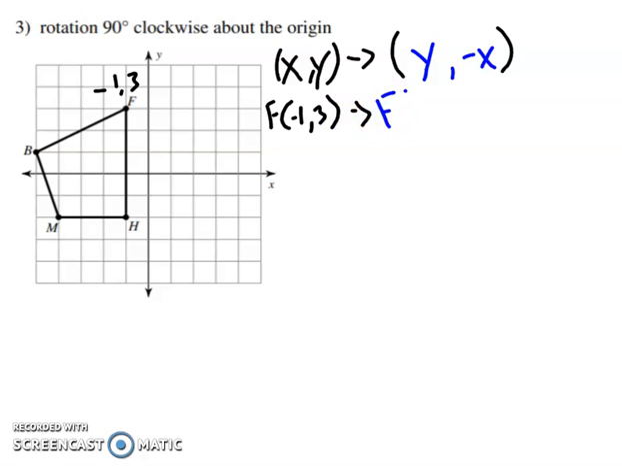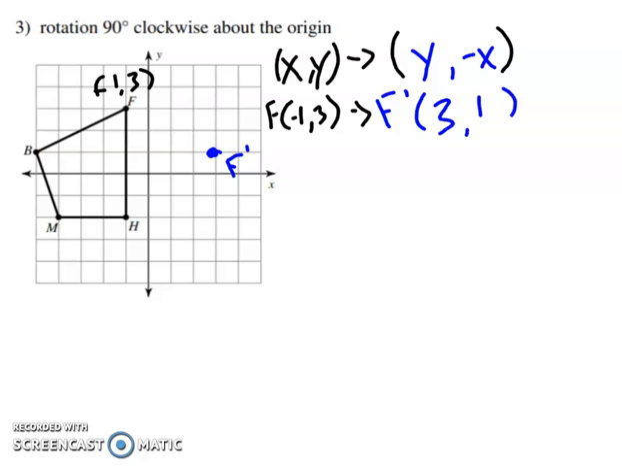That's going to change into F prime. And we switch the order, so it becomes 3, comma negative 1. But now we take the opposite of what our X value was. Our X value was negative 1, so the opposite of that turns into positive 1. So now we graph 3, comma 1. That's F prime. Cool.